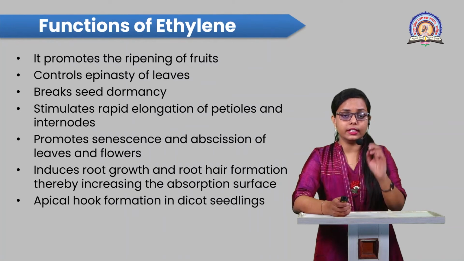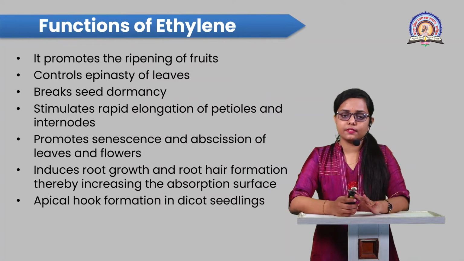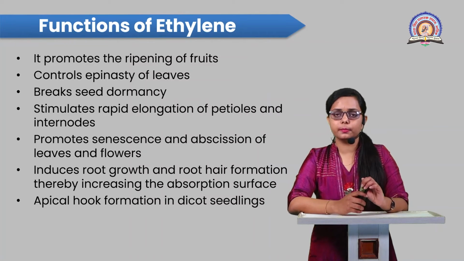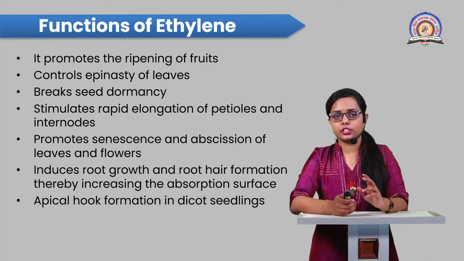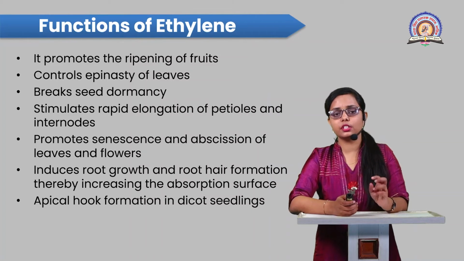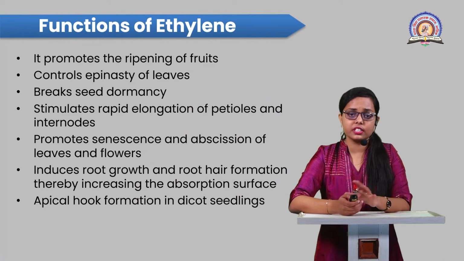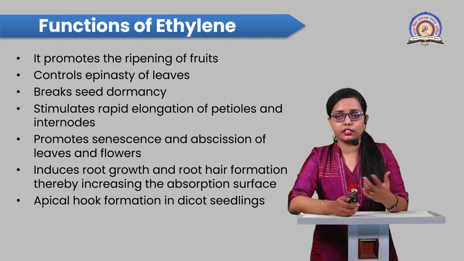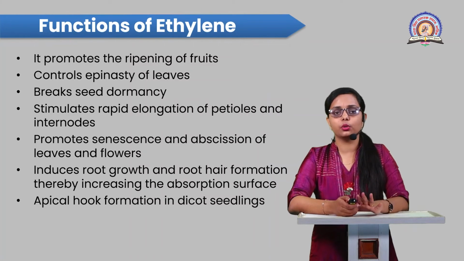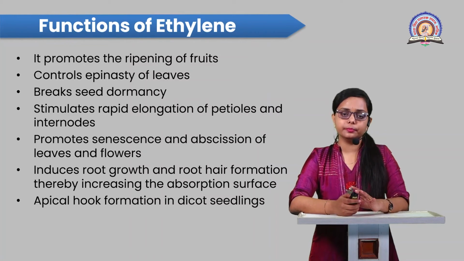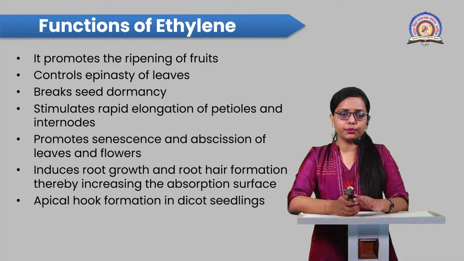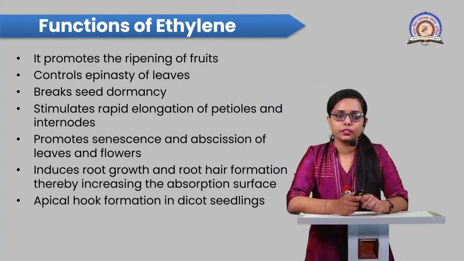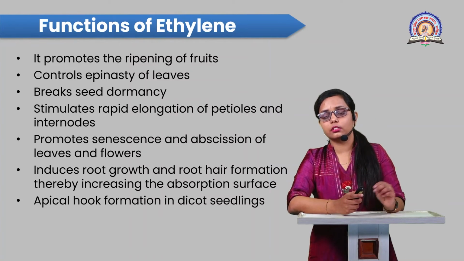So what are the functions of ethylene? It promotes ripening of fruit, as we have already discussed. Even artificially, it has been used. Most popular is banana. Many horticulturists, or any fruit vendors, use ethylene to promote ripening of banana. Within a day, banana turns from green to yellow if we apply the gaseous form of ethylene. So it promotes ripening of fruit. It also controls epinasty of leaf due to low light availability.